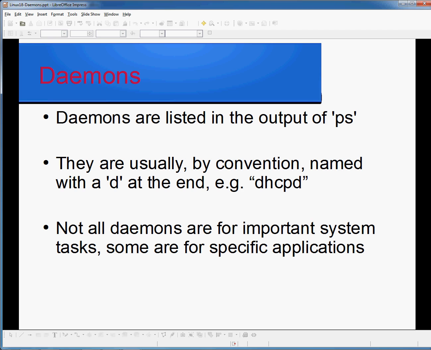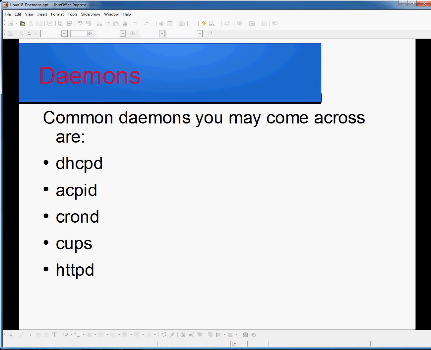And not all daemons are for important system tasks. Some, as an example, the MySQL daemon, that one would be for a database. Now this is not important to the system in most cases, but it could still be an important application, so this is why it's used.